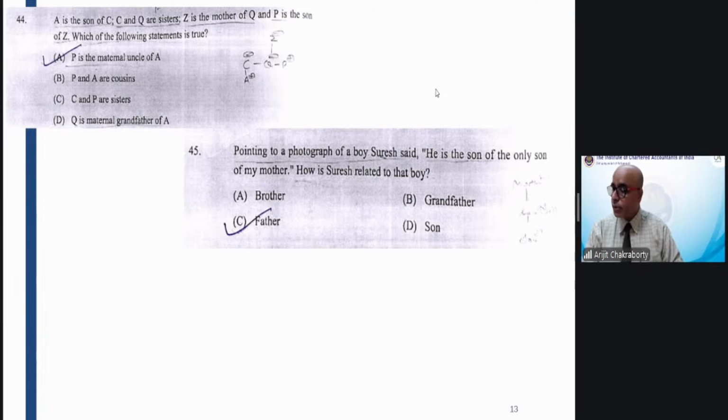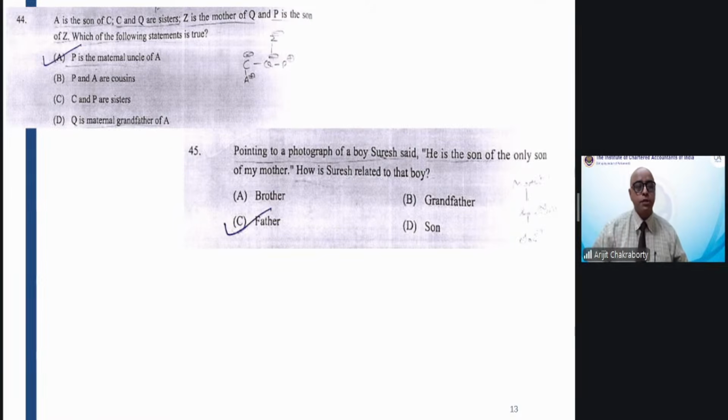And the last one we are taking up here is the 45th question. Pointing to a photograph of a boy, Suresh said, he is the son of the only son of my mother. Very similar question we have done. I guess in my understanding, this pattern is repeating, because we saw it in the exercise. A similar question came in the MTP, RTP, and now we see in the past year also a similar question has come in the exam. So ये जो pattern of question number 45, I think is very important.